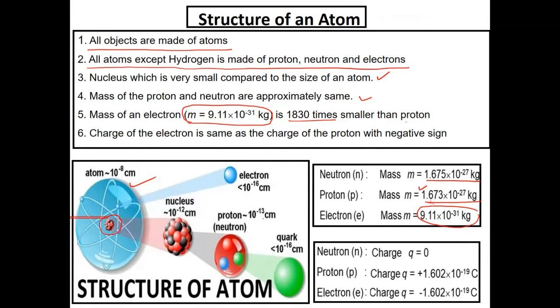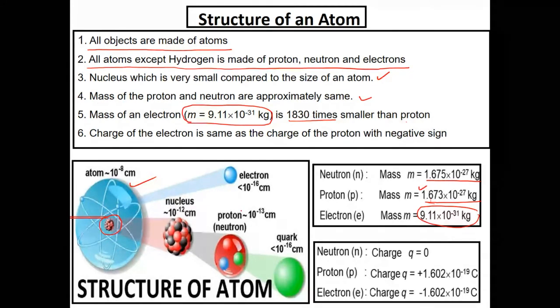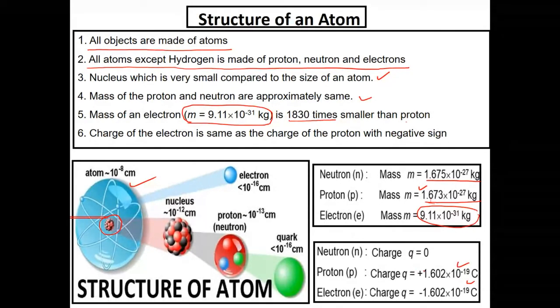Now, if you look at the charge for both proton and electron, both have the same value, but the sign matters. The proton has a positive charge, but the electron has a negative charge. Clear? Clear, my dear?